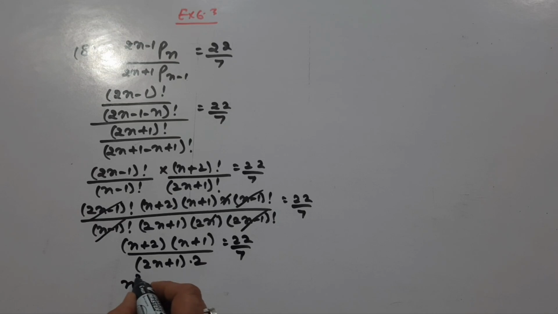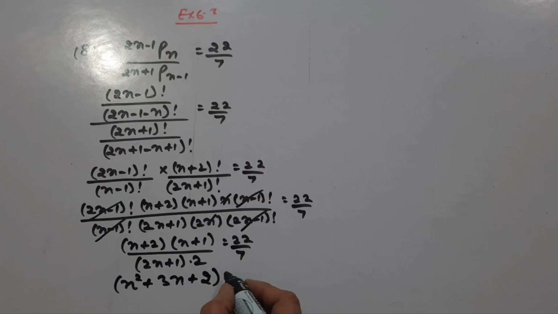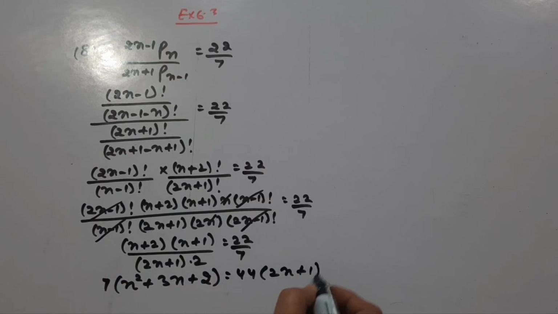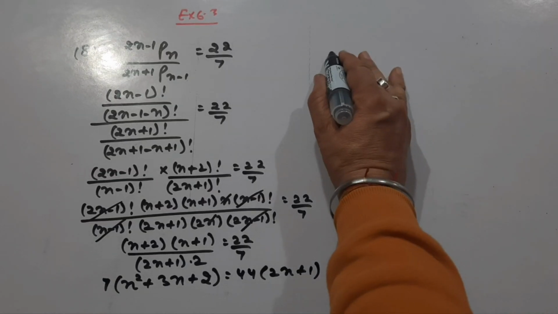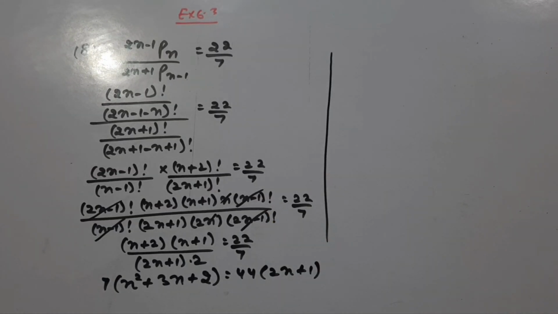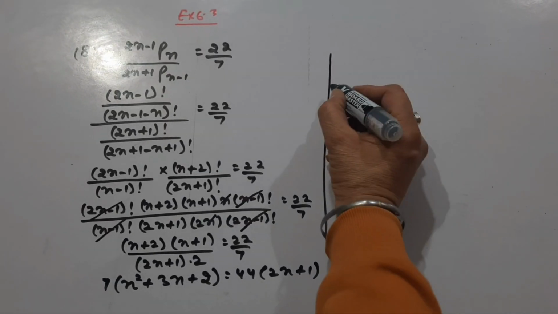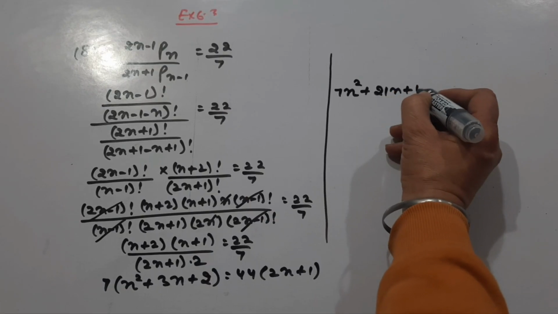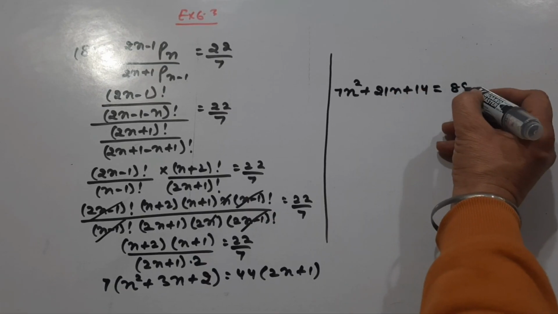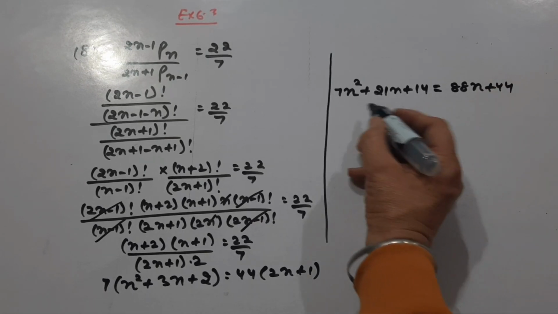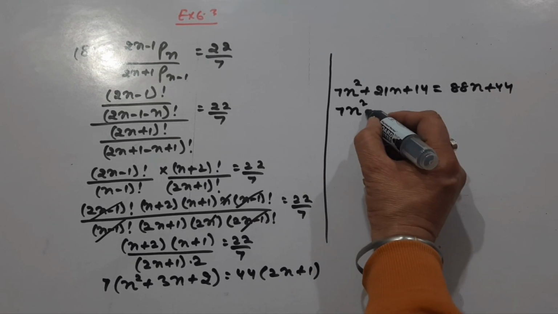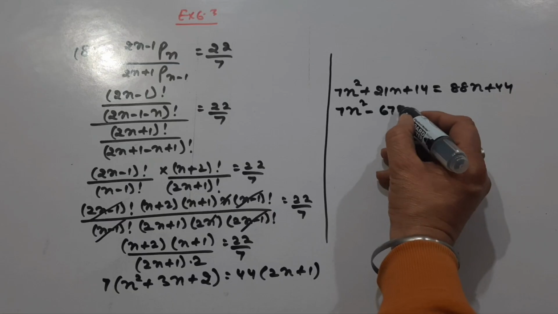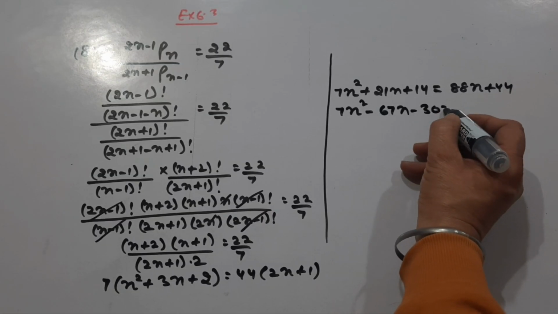So we get n square plus 3n plus 2, 7 into, 44 times of 2n plus 1. 7n square plus 21n plus 14 plus 44 minus 67n minus 30 equal to 0.